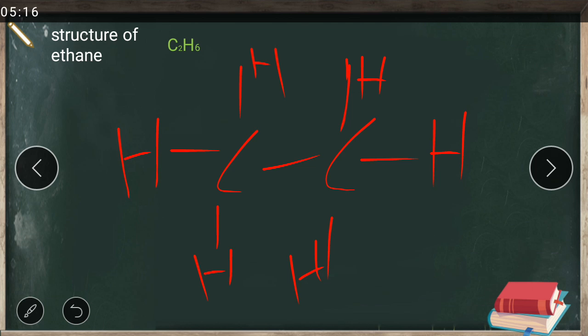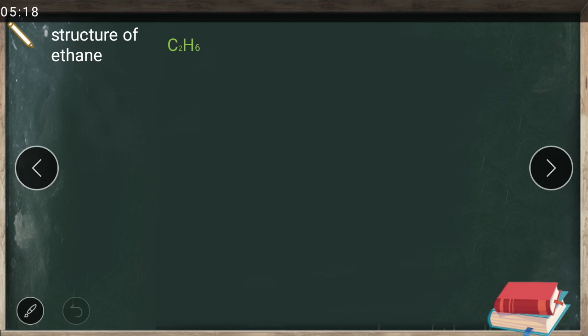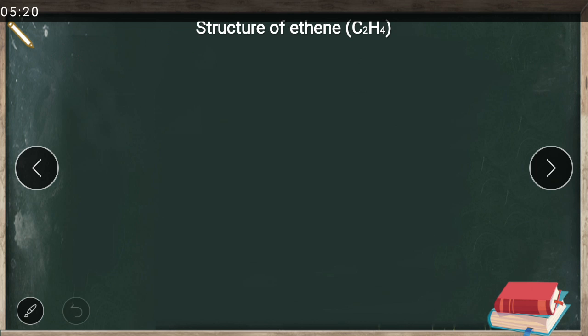Now we are going to discuss another group. We are going to draw another structure, whose name is ethene. Its chemical formula is C2H4. Now see, first we are going to connect the 2 carbon atoms by single bonds. Now we can see that there are also 6 unsatisfied valencies.